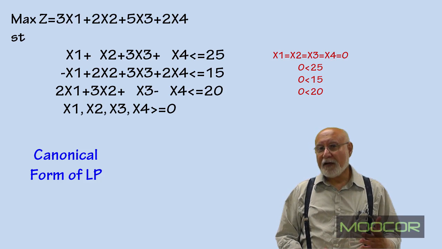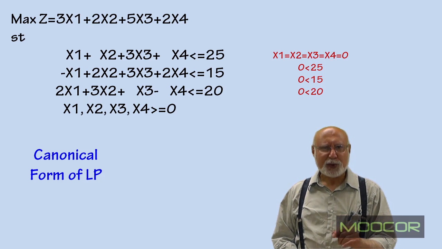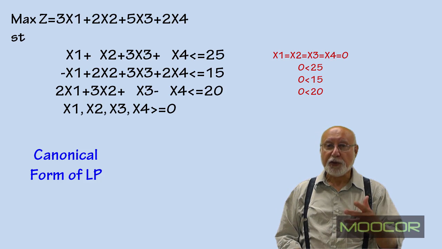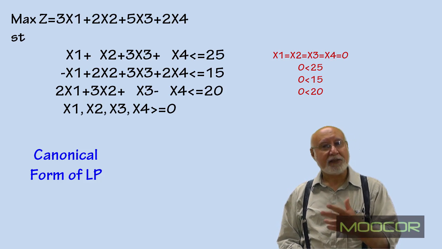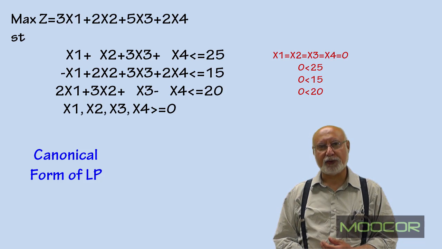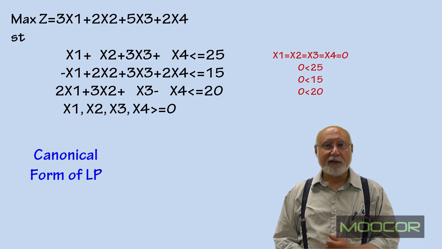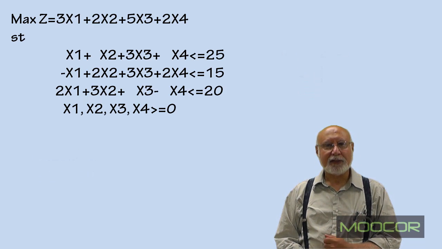Remember that we said Simplex method requires a feasible extreme point to start with, and then it continues going to adjacent feasible extreme point until it reaches the optimal solution. Canonical form immediately will give us that starting solution.